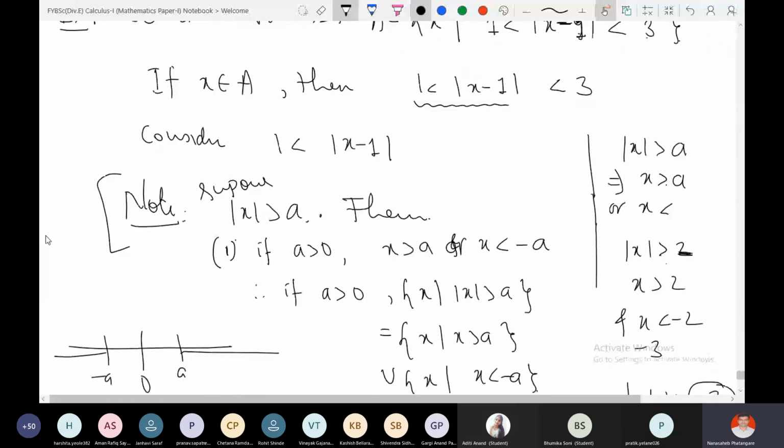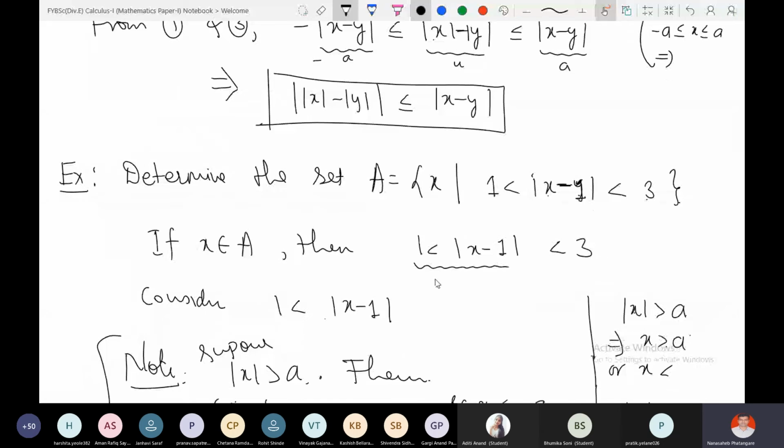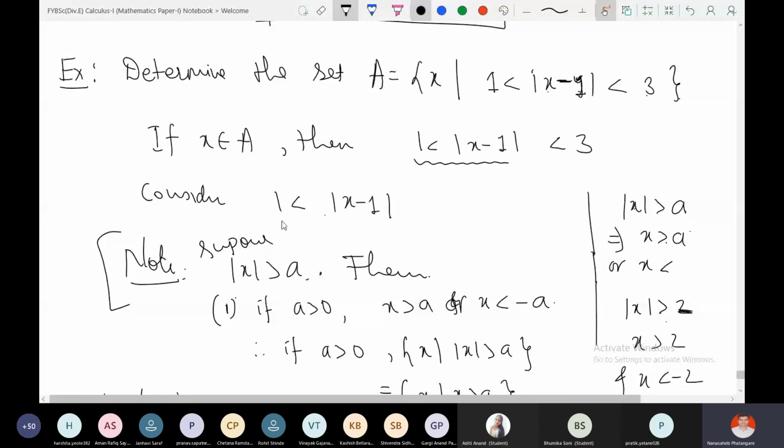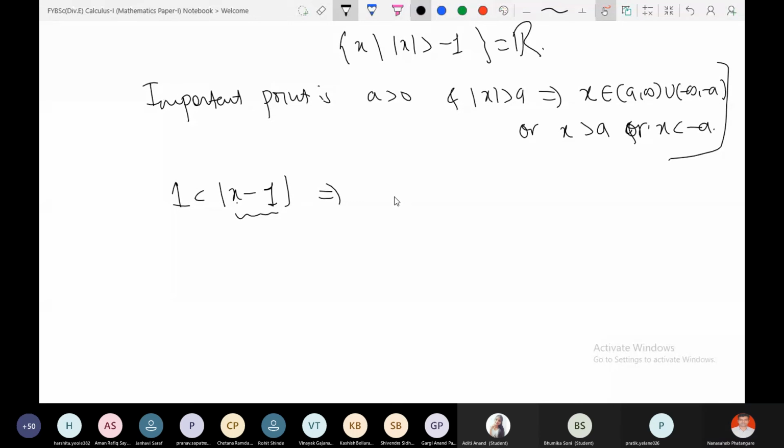Fine. Now what is the situation? Our problem is this: 1 less than absolute value of x minus 1 is less than 3. Now let us just look at the half part: 1 less than absolute value of x minus 1. What does it suggest? The absolute value of whatever is inside the absolute value sign is greater than 1. So from the previous discussion, what can you say? X minus 1 is greater than 1, or x minus 1 is less than minus 1.